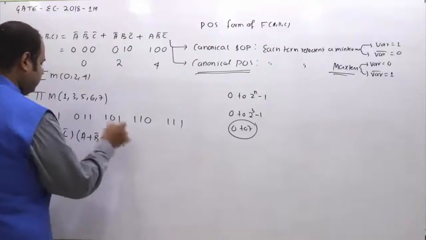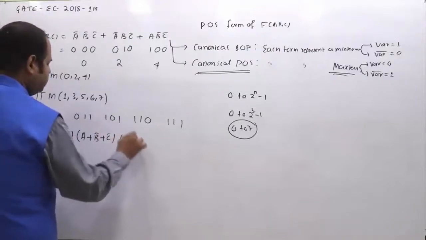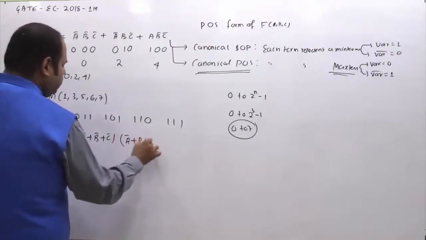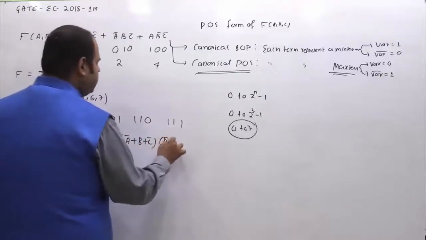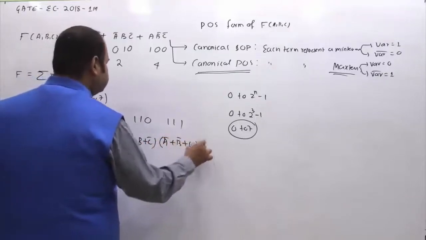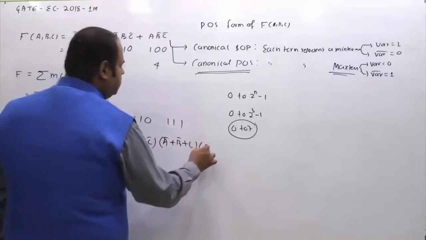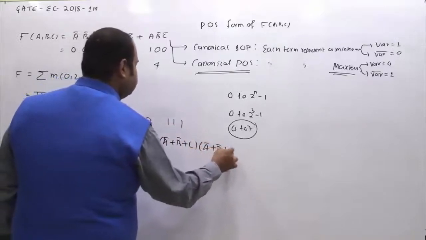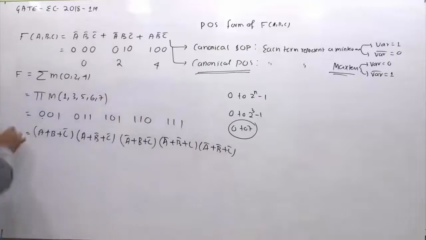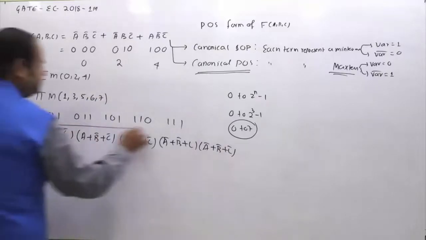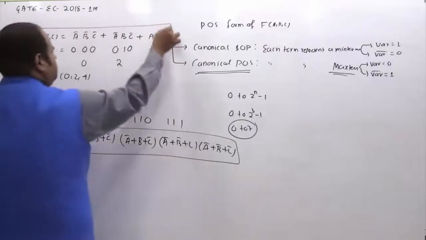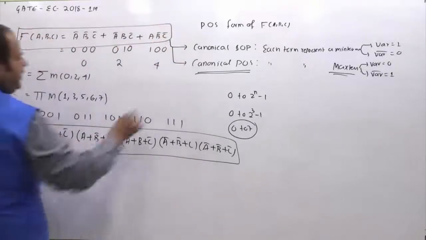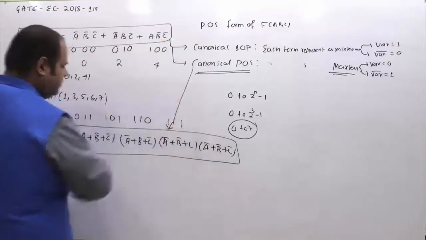You'll be getting the variable complement, right? A bar. For 0 you get the variable, for 1 you get the variable complement. Similarly, for 1 1 0 you get A bar plus B bar plus C, and for this 1 1 1 you get A bar plus B bar plus C bar. So this is the function f. This was given in the question in canonical SOP, and this is your canonical POS function.